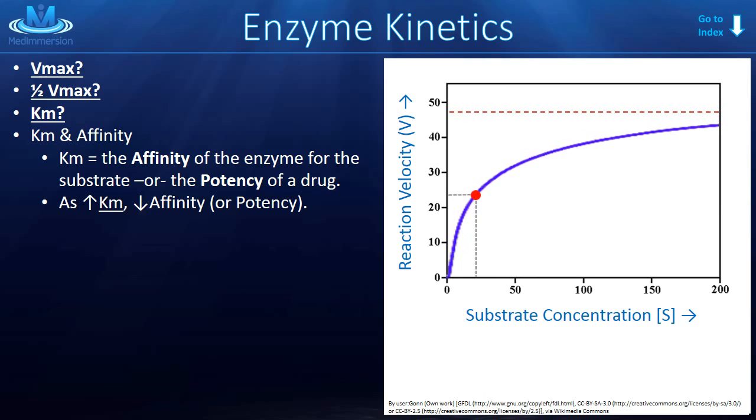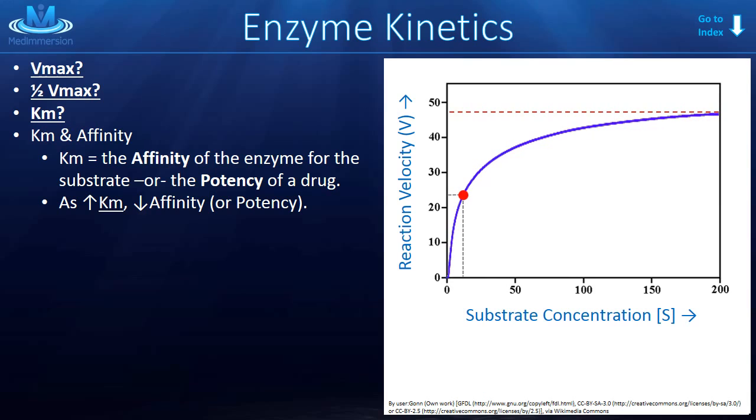And maybe this will make more sense if you can see it move. As the Km moves away from the y-axis, again, the potency is decreasing. The affinity is decreasing. Can you see that? Can you see how the steepness of the curve of our graph decreases? How the reaction just isn't taking off quite as fast?